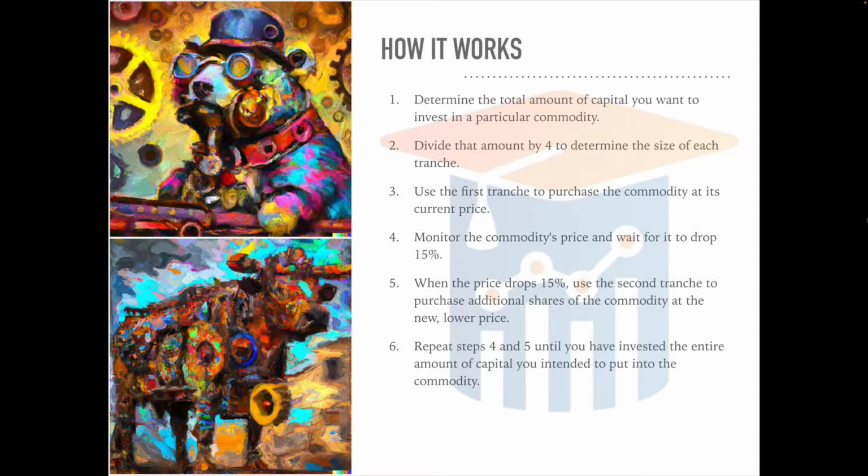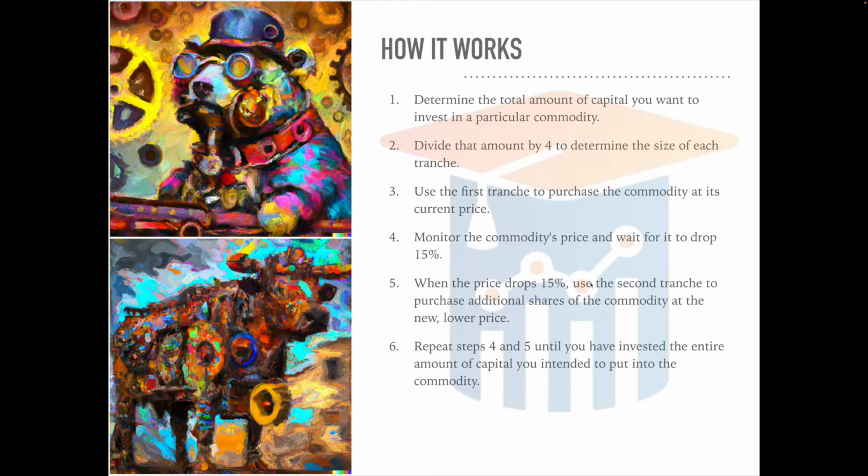Number 4, monitor the commodity's price and wait for it to drop 15%. So personally, that's my rule. I like to wait 15% if I'm doing a very long-term swing, right? That's typically anywhere between 6 months to a year. Could be 2 years, actually. Anywhere from that range. Ideally, it's so that you capitalize on the largest moves. And once the stock starts coming down and going lower than your original price that you entered the first time, you're able to average down.